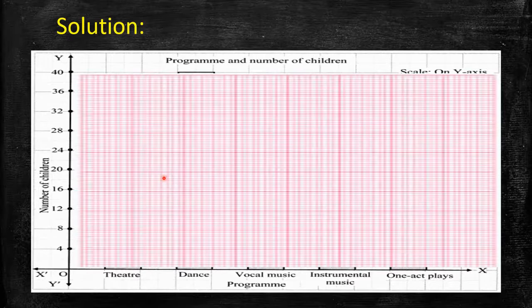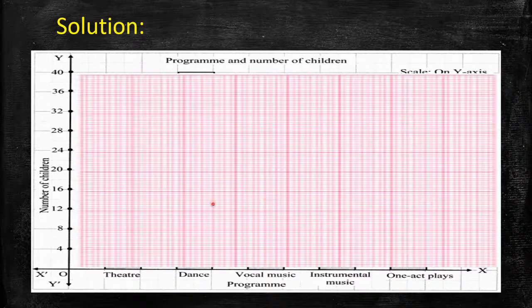So for theatre there are 24 students. So here you can see our bar graph will come. For dance there are 40 students. So here you can see 40, here it will come. Then for vocal music there are 16 students. So here you can see 16. So here our bar graph will come.